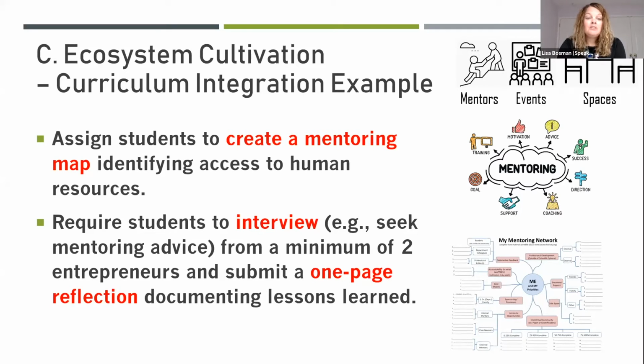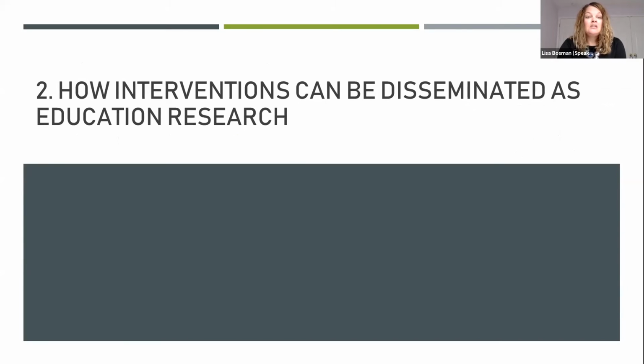A second option is to require students to interview or to seek mentoring advice from a minimum of 2 entrepreneurs or people that they might know from industry, and submit a 1-page reflection documenting lessons learned. So again, the purpose of this was just to provide some examples for context. So now, in going into how the interventions can be disseminated as education research.